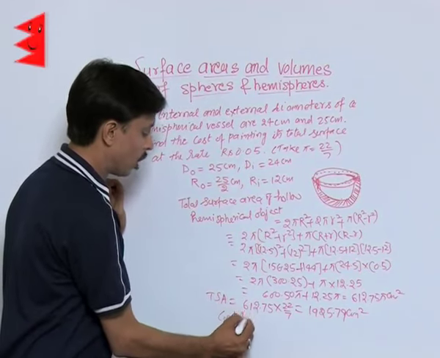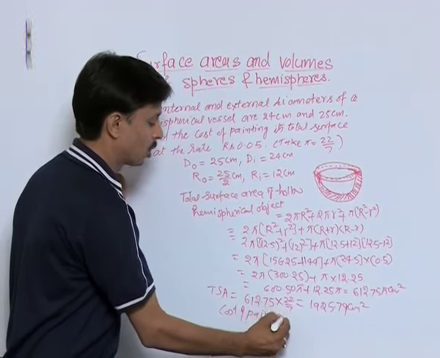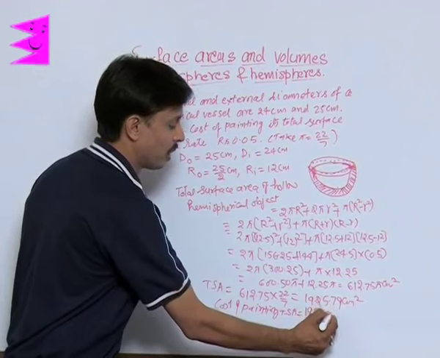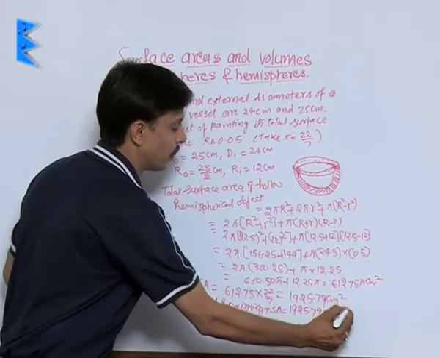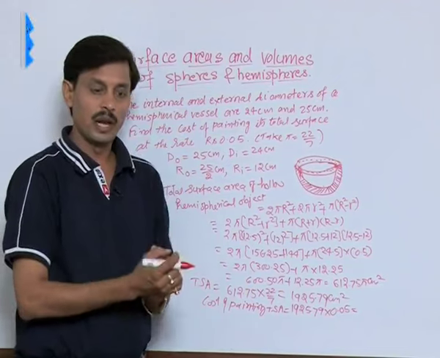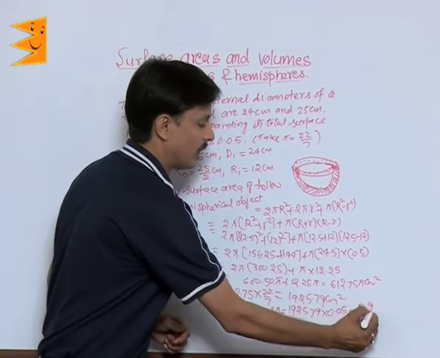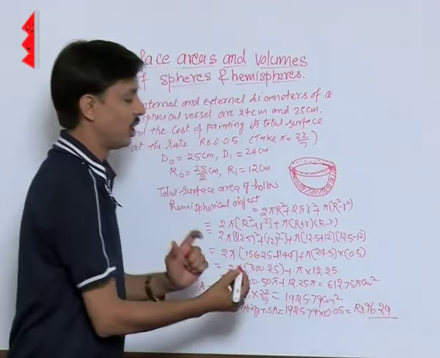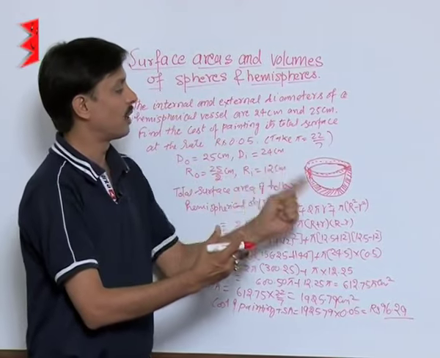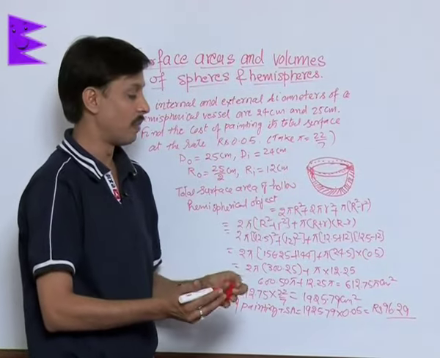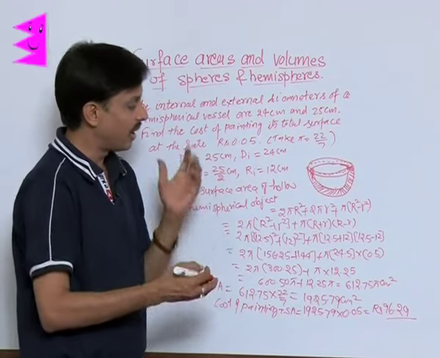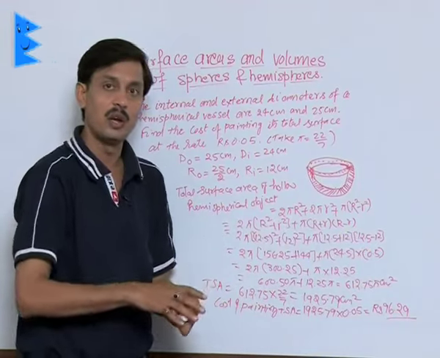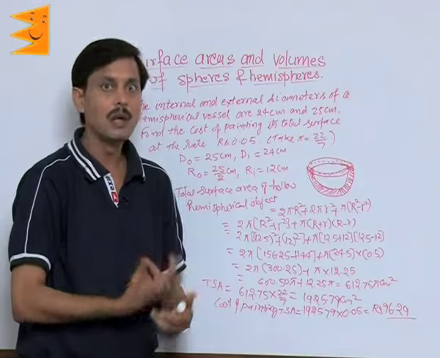Cost of painting the total surface area will be 1925.79 into 0.05. The product of this value is rupees 96.29. You can say the cost of painting the total surface area of this hemispherical bowl of the given diameters at the given rate is rupees 96.29, that is rupees 96 and 29, or you can say 30 paise.